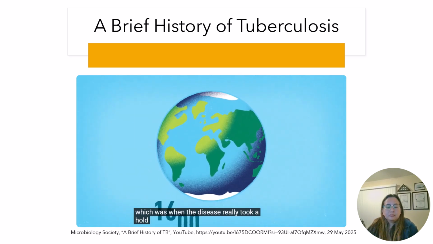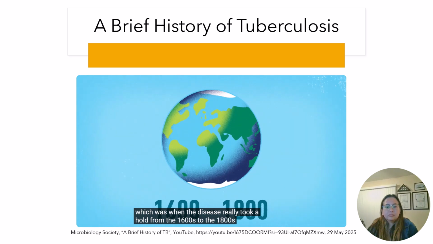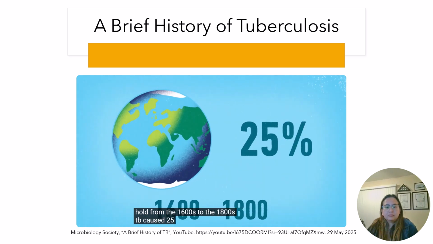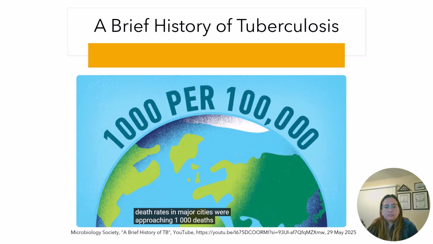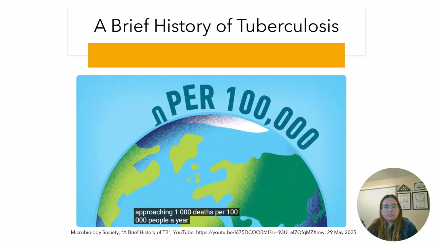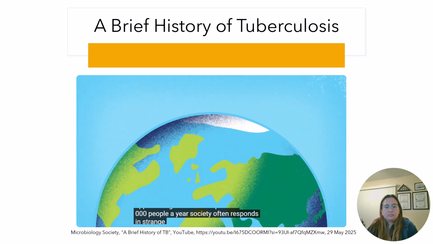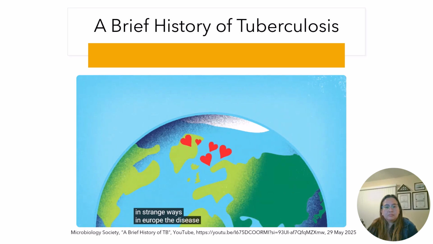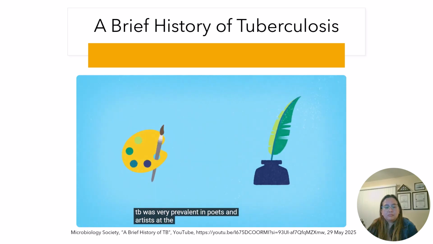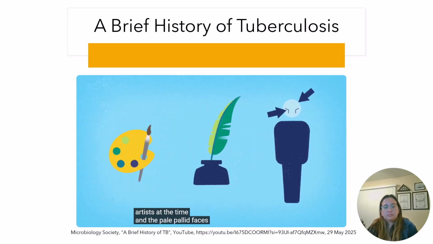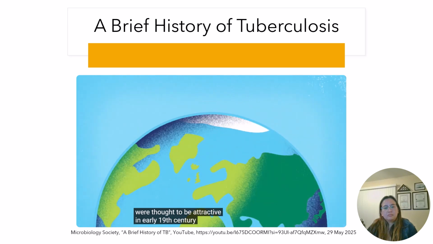From the 1600s to the 1800s, TB caused 25% of all deaths in Europe and the United States. Death rates in major cities were approaching 1,000 deaths per 100,000 people a year. Society often responds in strange ways. In Europe, the disease was romanticized. TB was very prevalent in poets and artists at the time, and the pale, pallid faces caused by TB were thought to be attractive. In early 19th century New England, the response was rather different.